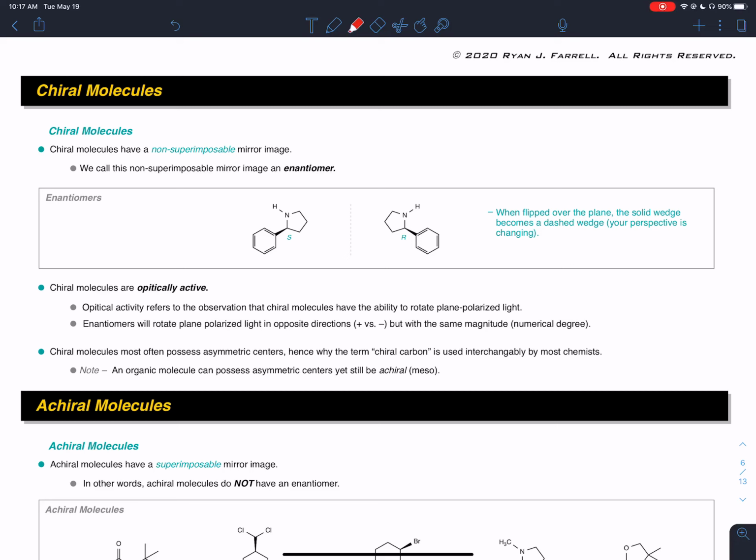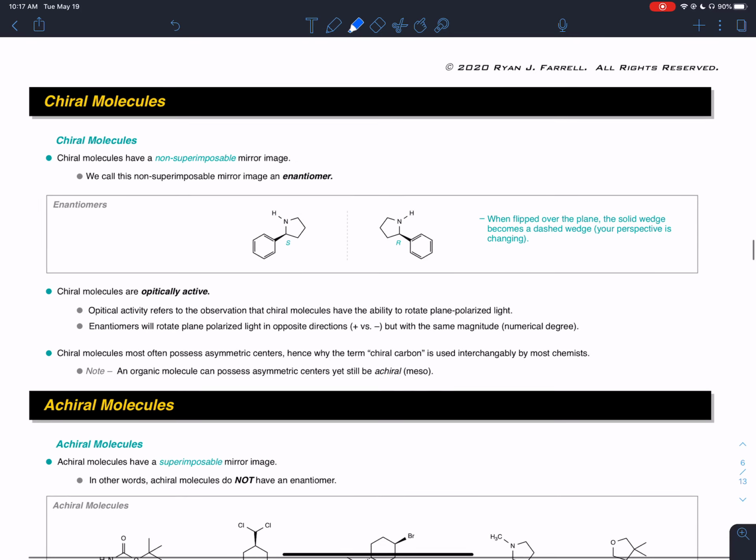Hi everyone, in this video we are going to be discussing optical activity. Now, we're going to say that a molecule that is optically active is chiral, and what this optical activity refers to is that chiral molecules can rotate the plane of polarized light. Optical activity refers to this ability for a chiral molecule to rotate plane polarized light.